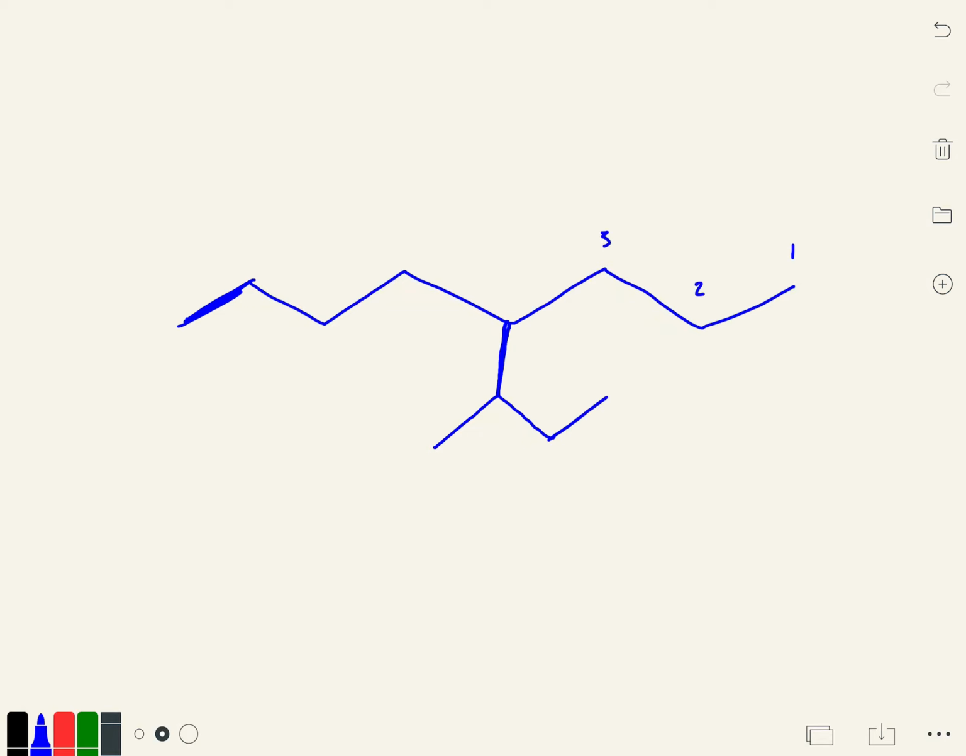1, 2, 3, 4, because that gives us a lower number for our substituent. 5, 6, 7, 8. So this is octane, and we know it's 4 something octane, because on the 4, we've got a group. Now, how many carbons are in our group? 1, 2, 3, 4. So this is some sort of butyl. And again, you'll have to learn these meth, eth, prop, but, pent, hex, hept, oct, non, dec. We're not going to name more than 10 carbons long.